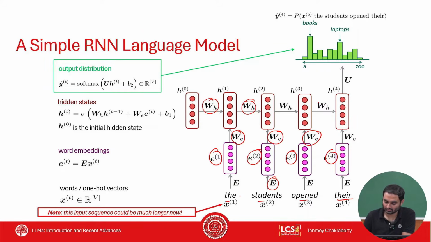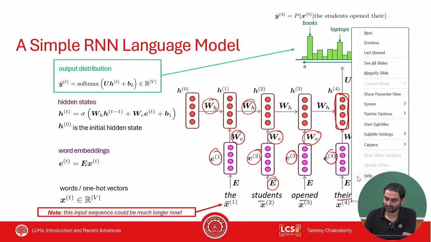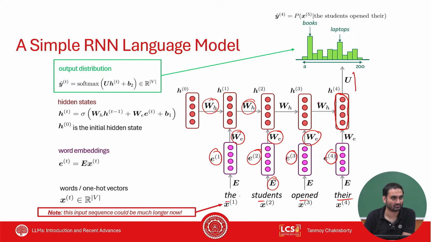Okay, so then whatever you obtain at the last layer, which is H4, corresponds to the word there. You pass it through a linear layer U, followed by a nonlinearity, same process, sigmoid. It will return a distribution, and then you sample from the distribution. Okay, so this is RNN.